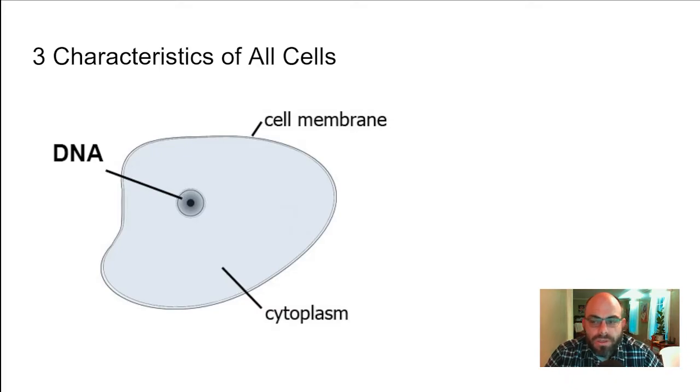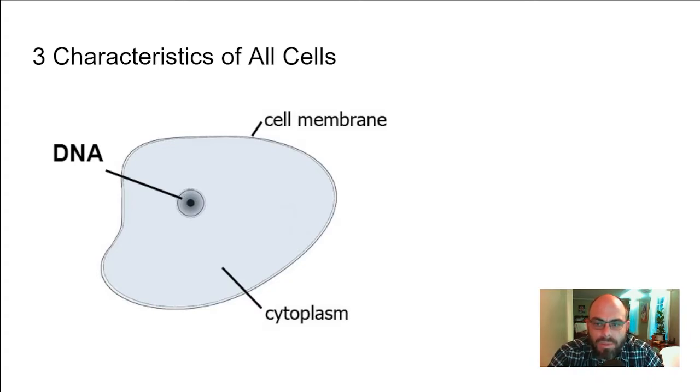Here's an interesting picture. All cells have these three characteristics: DNA, a cell membrane, and cytoplasm. This is something that unifies all living things, or these three things. Now, there are some cells that are like, well, what about red blood cells? They don't have a nucleus. Well, they don't. But they did. They just don't. And so all cells have these three things.